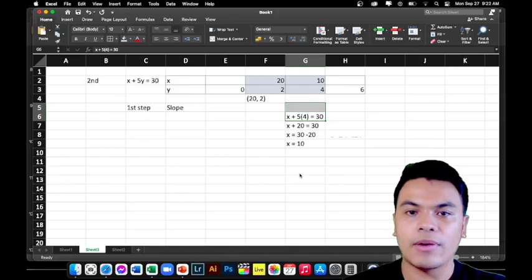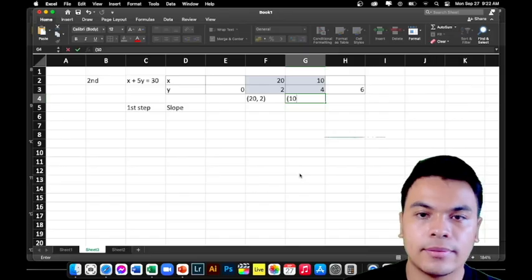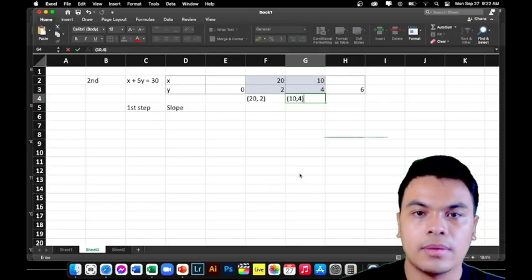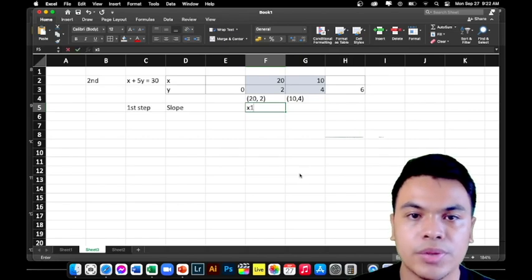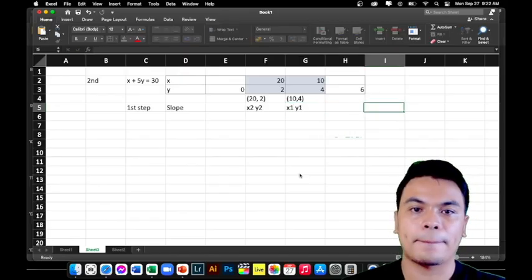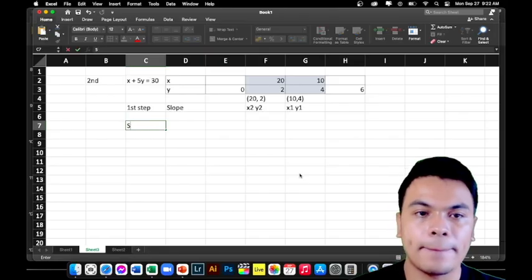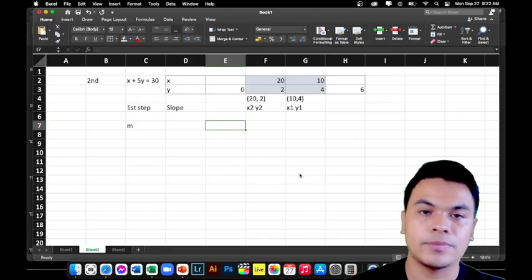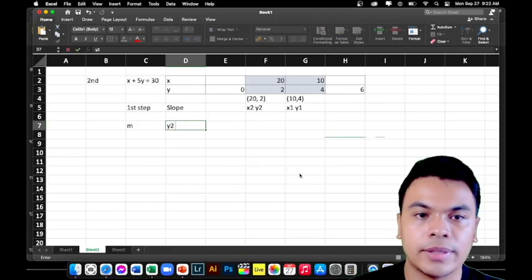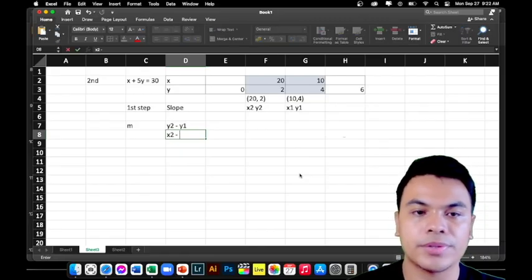Alright. So we now have the two coordinates. We can now compute for the slope. 10, 4. Again, now we have to assign. Let's say this is x2 and y2, while this one is x1, y1. So the slope, or the m, is the change, or the delta y, divided by your delta x. So y2 minus y1 over x2 minus x1.